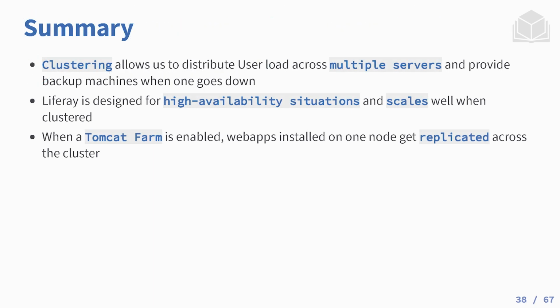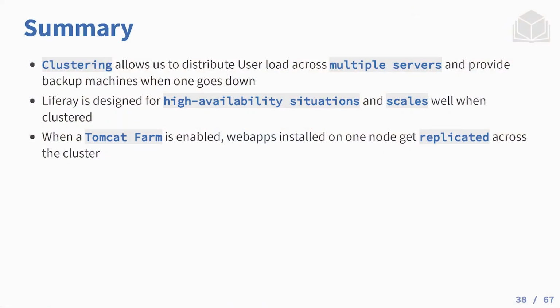Clustering allows us to distribute user load across multiple servers and provide backup machines when one goes down. Careful, it doesn't provide you backups, it just provides you backup machines. Liferay is designed for high availability situations and scales well when clustered. This is something that I haven't talked about, but we have made some performance tests on Liferay, and it actually scales quite well. So if you need twice the amount of load that you get from one server, you need twice the amount of servers that you had previously.